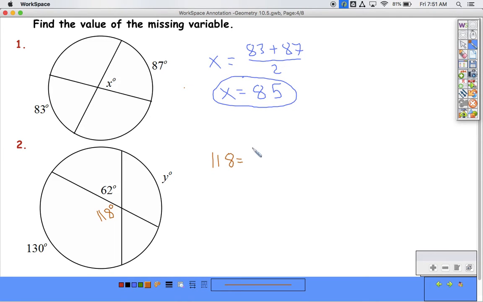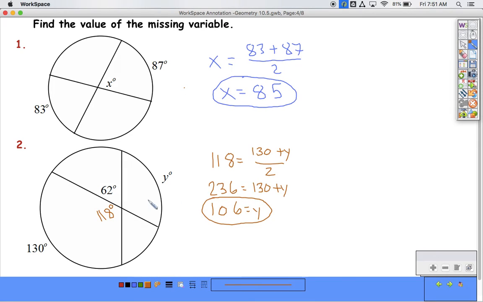equals, and this would be 130 plus y divided by 2. To get rid of this 2, we multiply both sides by 2. So this would be 236 equals 130 plus y. And then obviously we subtract, and we get 106 for y.